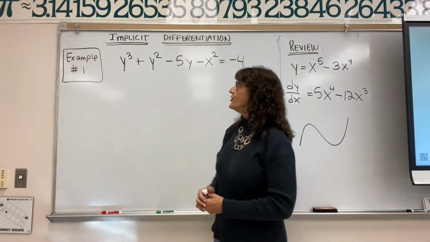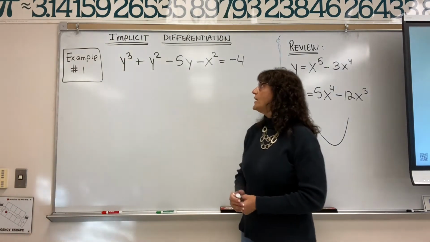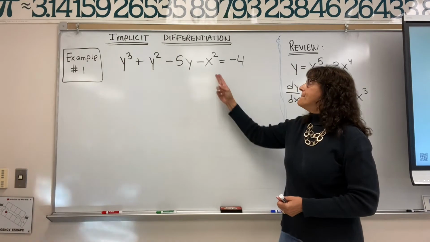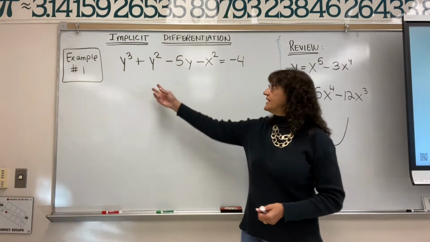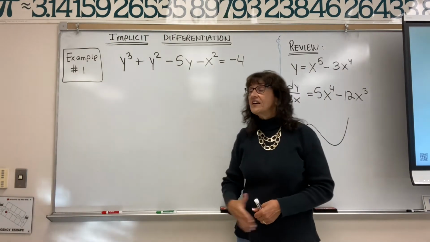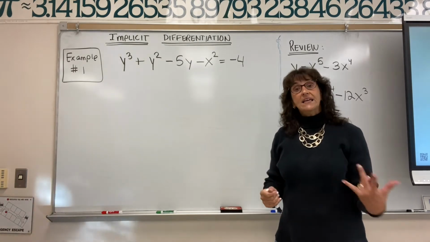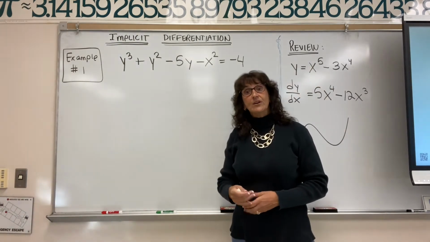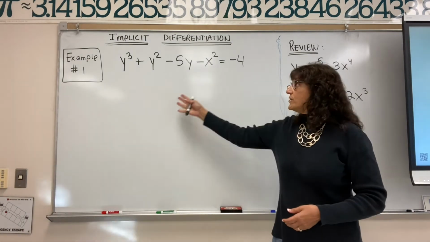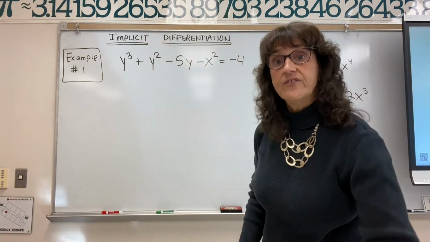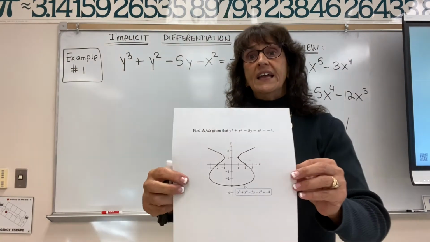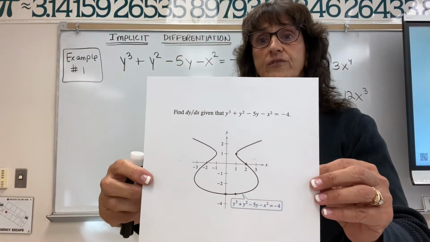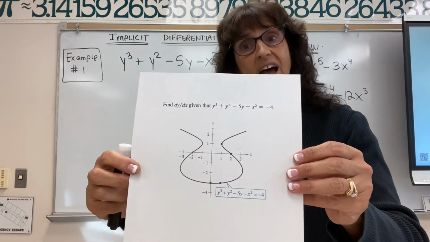We have y to the third power in this example plus y squared minus 5y minus x squared equals negative 4. Here's our example we're going to do first. Now, there's no way to get y equals. So we can't get y equals. That means that this curve right here is not a function. What does this curve look like? If you wanted to see a graph of what this curve looks like, this is what it looks like, and you can see this is not a function.